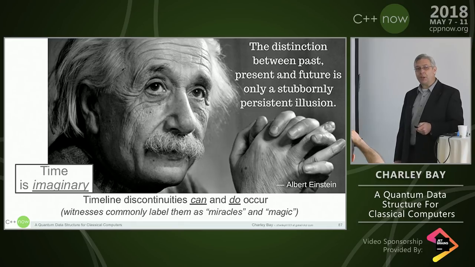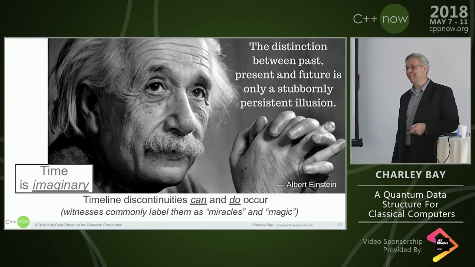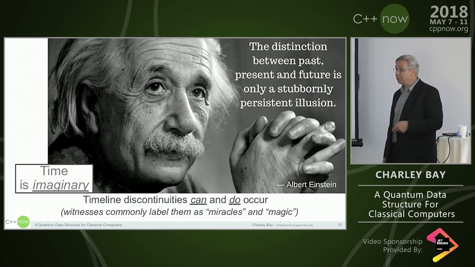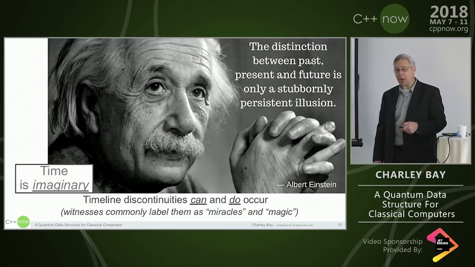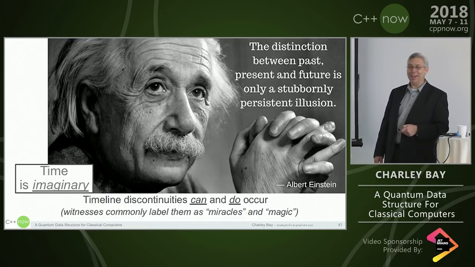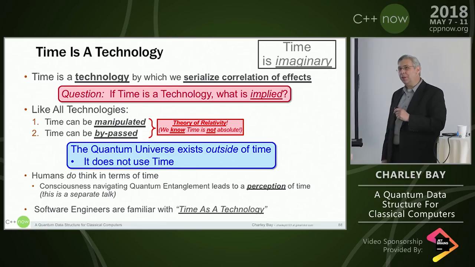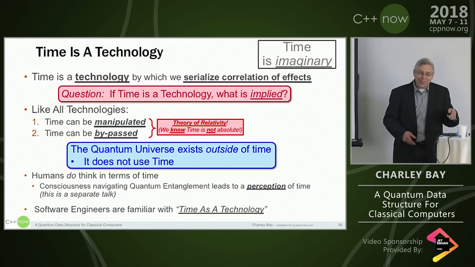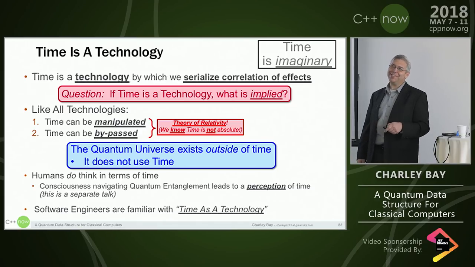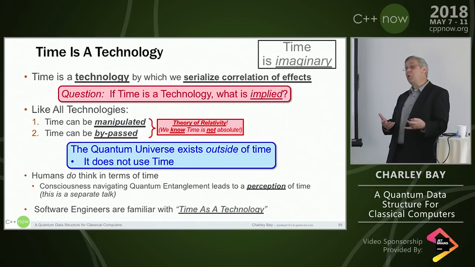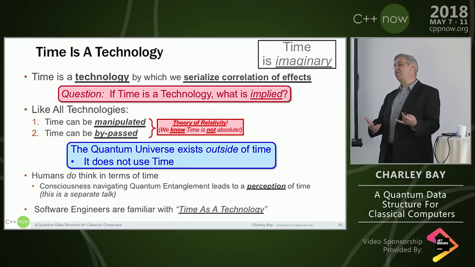But timeline discontinuities, they can and do occur. And it's weird because, shoot, we can trigger these things all the freaking time. Especially when you're playing around with quantum hardware, we can start messing with timeline discontinuities for real, no joke, not kidding. So time's not real, so what is it? Well, actually time's a technology. Well, what's technology? It's sort of this useful framework, a technological construct.